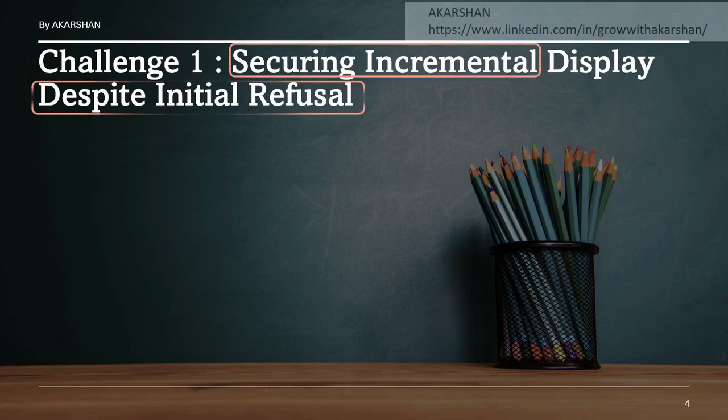Challenge one, securing incremental. That is the first part, which means you have already made a sale maybe last year to that particular person. Now you need to increment it, which means you need to resell through them, not to them, but through them. Second, despite initial refusal. So you have already been refused. You have this true information that you had made a sale last year, or maybe previously, and right now it is being refused.